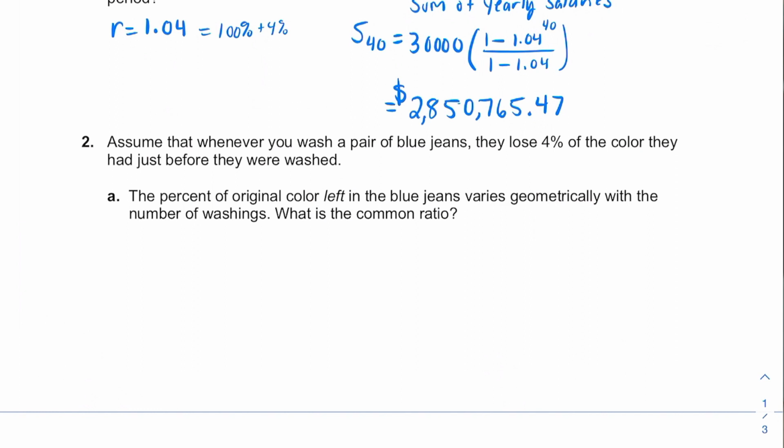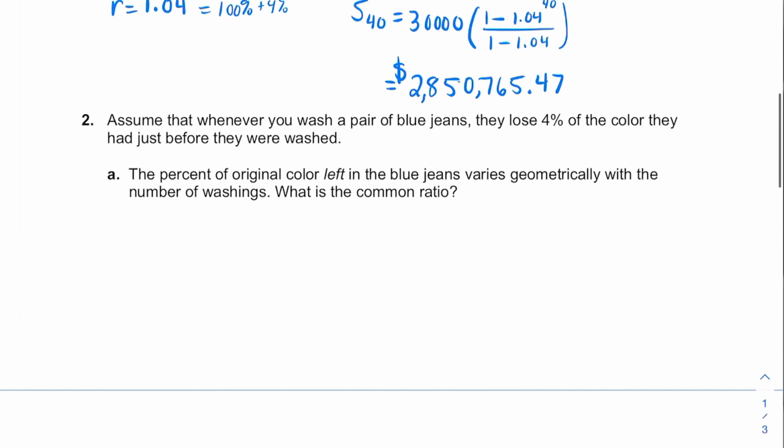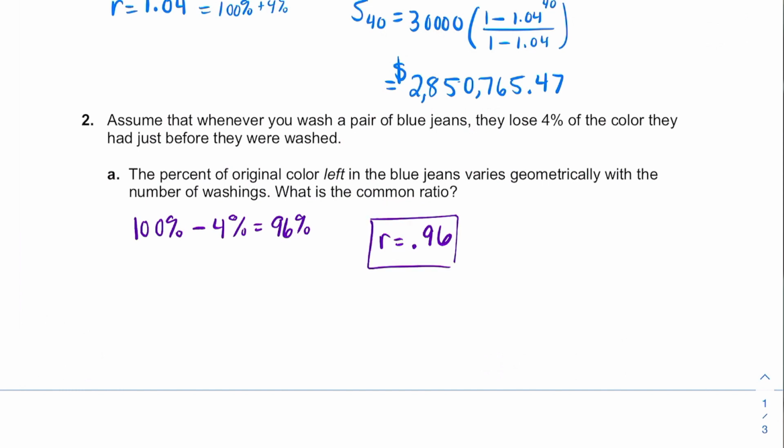So now they want us to know what this common ratio is and it says of the color left in the blue jeans. So what I want to think about here is if I assume that I have 100% of my color, I take away 4%. What percent is left of the color? Well, that would be 96%. The easiest way to figure out a common ratio is to take that percent and turn it into a decimal, which we move the decimal place back two. It makes our common ratio 0.96.